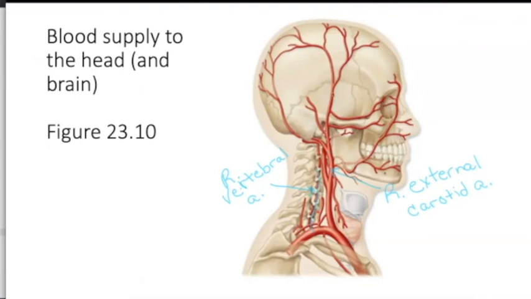This one, I'll draw an arrow over there, is the internal. There it is. So this part right here is the right internal carotid artery. And that is going to the brain. So actually both of these, the vertebral and the internal carotid, are going to the brain.